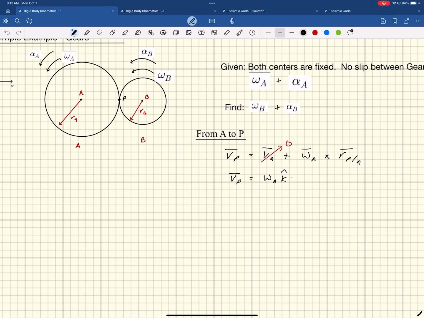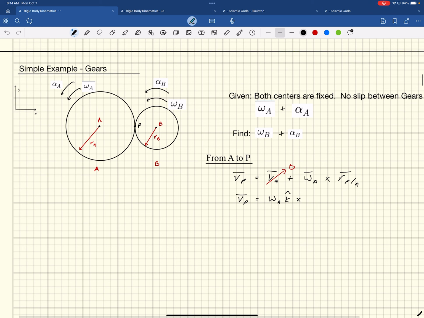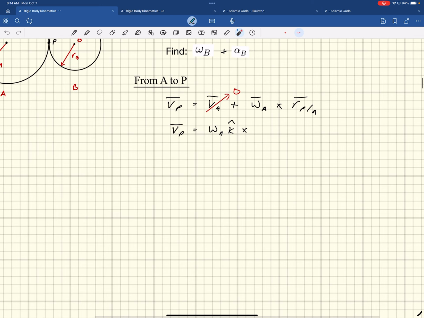And I'm going to cross that with r, P as seen from A. The radius here is R_A, and it's important that you go in the right direction. r, P as seen from A is going that way. I'm going to P from A. So that is going to be R_A in the I direction. These are vector equations, so everything has to have a direction.